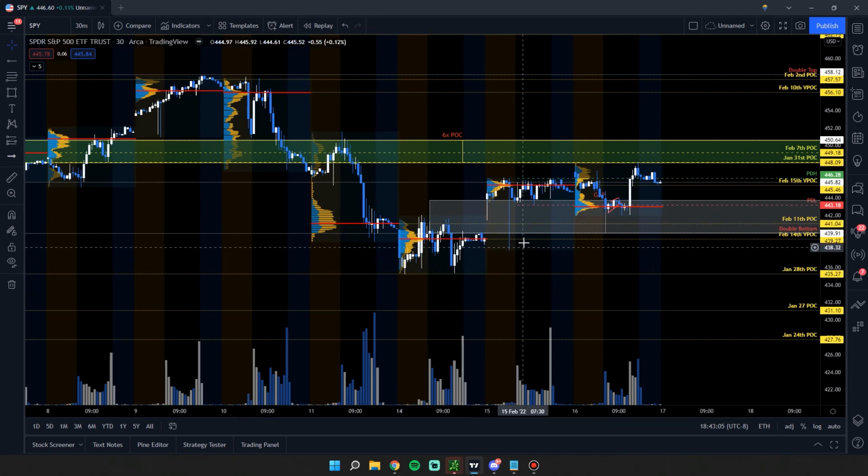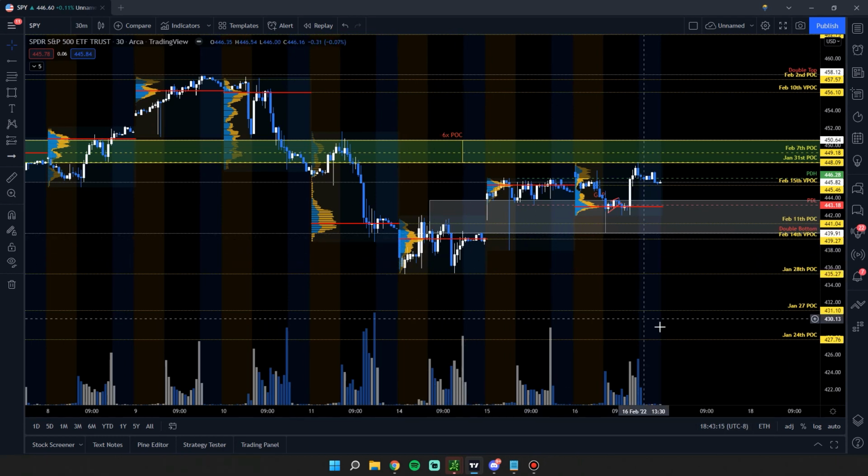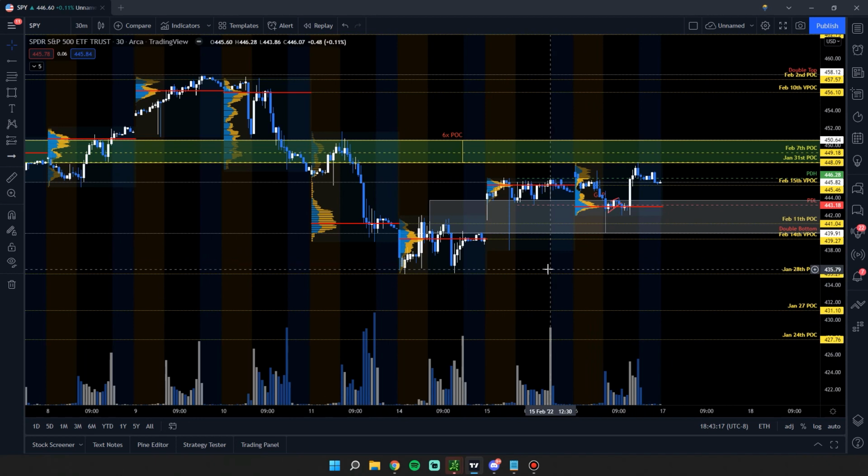So when you chart your POCs, you want to use the 30 minute time frame, and you want to have extended trading hours on. Some people will say turn off extended trading hours. I found that with extended trading hours on, the POCs tend to get respected more often, more accurately. But it also might just be a personal preference. You can try with both the extended trading hours on and off.